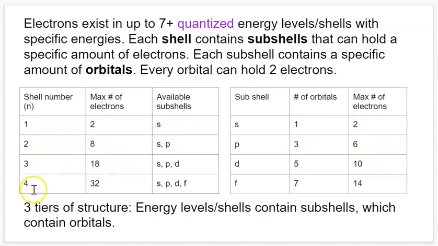And for the fourth shell, we have all 4 kinds. We have s, p, d, and f. So that means we have 7 plus 5 plus 3 plus 1 maximum orbitals in that energy level, and then 2 times that for the electrons. So 14 plus 10 plus 6 plus 2. That's how we get a total of 32 possible electrons in the fourth energy level. So we have 3 tiers of structure. We have energy levels that contain subshells, which contain orbitals.